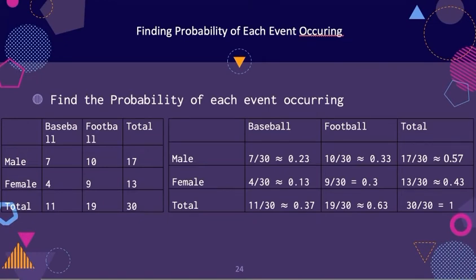A male who likes baseball is about 23%. A female who likes baseball is about 13%. The total people who voted that like baseball are about 37%. A male who likes football is about 33%. A female who likes football is 30%. And the total people who voted for football are 63%. The total males that voted are about 57%, and the total females that voted are about 43%. And all of that is equal to 100%, which is 1.